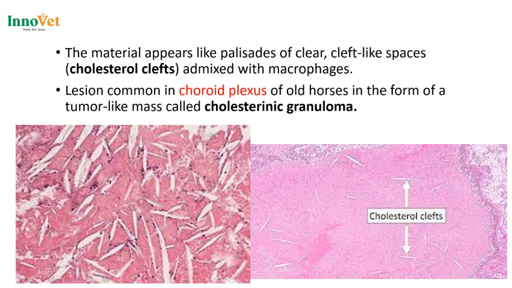Such lesions will be common in the choroid plexus of old horses in the form of a tumor-like mass that is called the cholesterinic granuloma. This tumor-like mass is non-cancerous, and the choroid plexus is a place that is highly supplied with vasculature. It has a lot of capillaries, a lot of blood. So when an abnormal growth occurs there, it can easily rupture these blood capillaries and we shall have hemorrhage, and the same process will occur, bringing about these lesions.